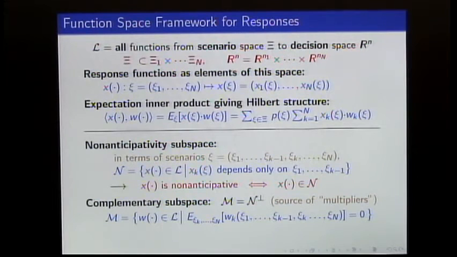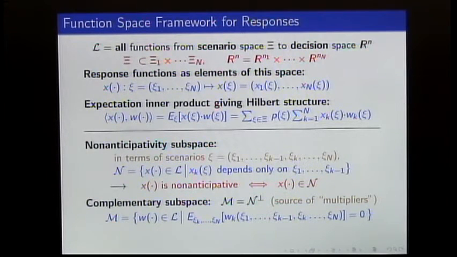And that restriction gives me a subspace. This is a closed subspace of, well, it's finite dimensional here, so everything's closed, but it's a subspace of this larger space L, the nonanticipativity subspace. And I can represent the nonanticipativity condition as being a condition that X should be in this smaller subspace.